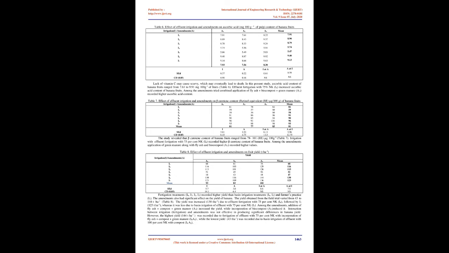The Cu content of the fruits varied from 0.34 to 0.47 mg 100 g-1 pulp, Table 4. The Cu content of the fruit was increased due to effluent fertigation with 75% NK, I7, whereas it was decreased due to basin irrigation of effluent with 75% NK, I5. Among the amendments, addition of fly ash and compost and green manure, A3, increased the Cu content, while incorporation of biocompost, A2, reduced it.